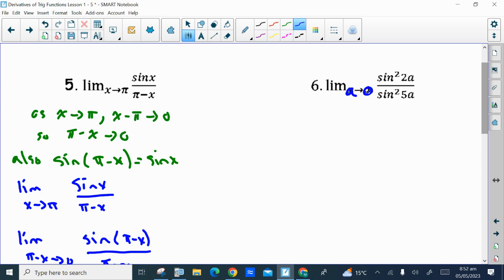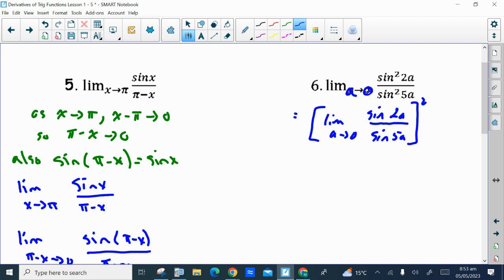Number 6, the limit as a approaches 0 of sine squared 2a over sine squared 5a. So this would be the same thing as, in brackets, the limit as a approaches 0 of sine 2a over sine 5a, all squared. That's what that means.